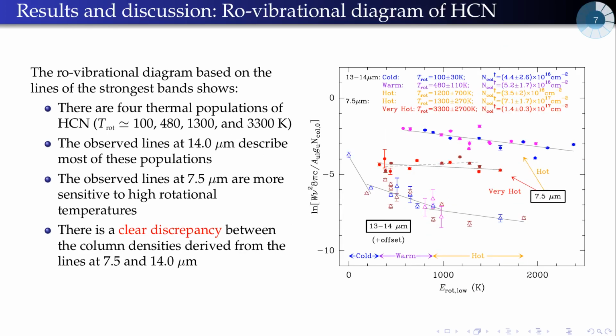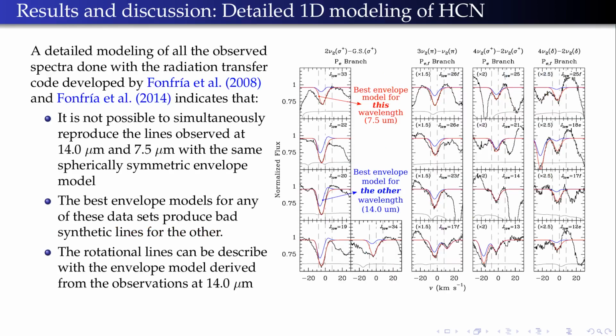The infrared HCN lines can be described with four thermal populations with rotational temperatures between 100 and 3300 Kelvin. Lines observed at 14 microns are sensitive to rotational temperatures below 1300 Kelvin, and those at 7.5 microns better trace hotter HCN. These data sets imply substantially different column densities, which means that they could be tracing gas with different properties. We modeled the observations with a radiation transfer code, assuming a spherically symmetric envelope. It was not possible to reproduce data at 14 and 7.5 microns simultaneously with the same envelope model, supporting our findings derived from the excitation diagram.